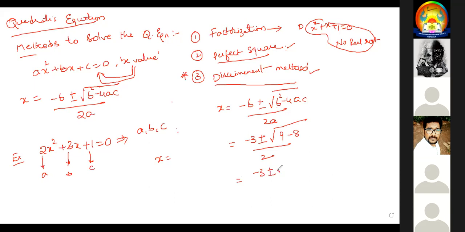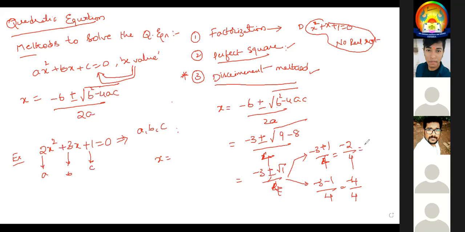So minus 3 plus or minus root 1, by 2a, which is 4. Now it can be written as minus 3 plus 1 by 4 and minus 3 minus 1 by 4, that is minus 2 by 4, which is minus 1 by 2, and minus 4 by 4, which is minus 1.